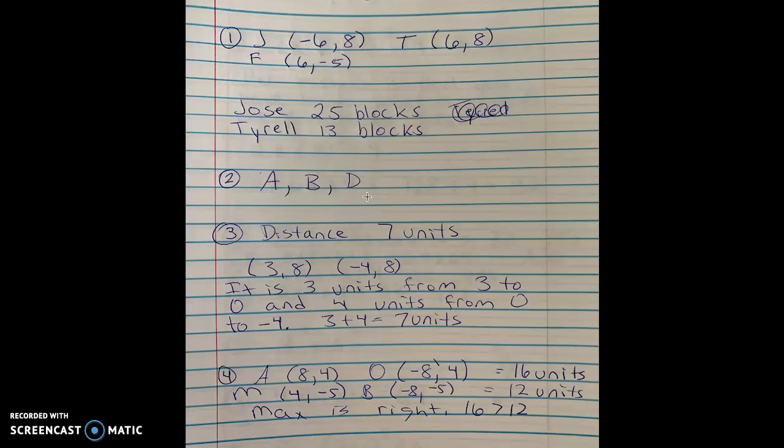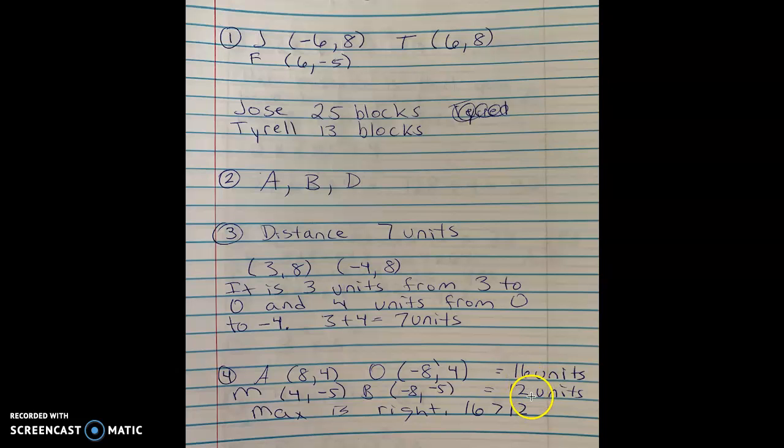For question number 3, those points are 7 units apart because it's 3 units to get from 3 to 0 on a number line, and then 4 units to get from the 0 to the -4. So 3 units plus 4 units is 7 units. Question number 4. To get from the Aquatic Center to Olympic Village is 16 units because 8 to get to 0 plus 8 to get to -8 is 16 units total.